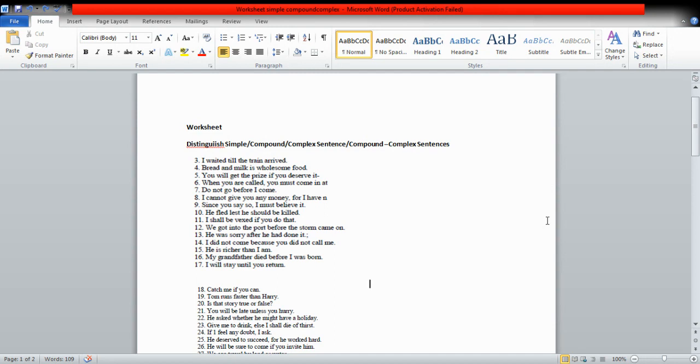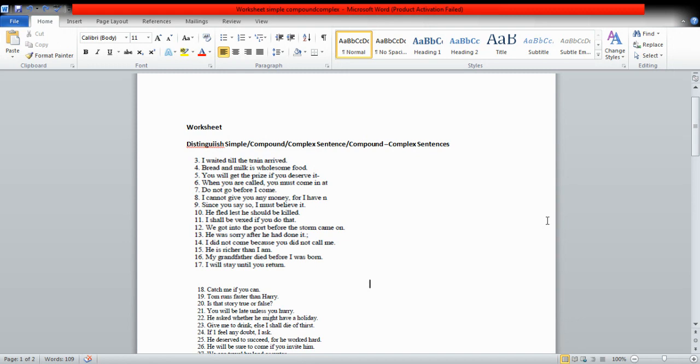He fled lest he should be killed. "He fled" is an independent clause. "Lest he should be killed", subordinate clause. So it will be a complex sentence. "I shall be vexed", independent clause. "If you do that", subordinate clause. So it is a complex sentence. We got into the port, independent clause, before the storm came on, subordinate clause. So it will be a complex sentence.